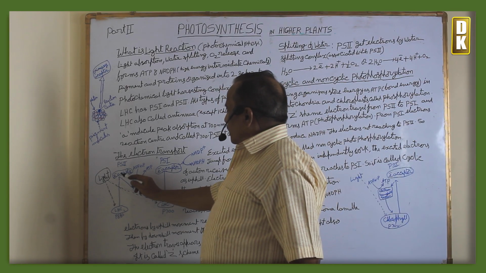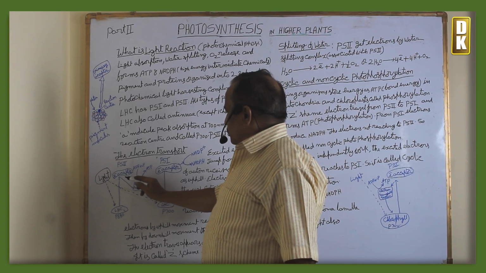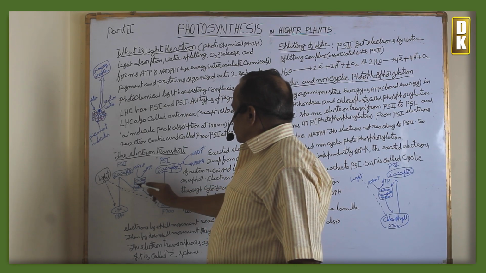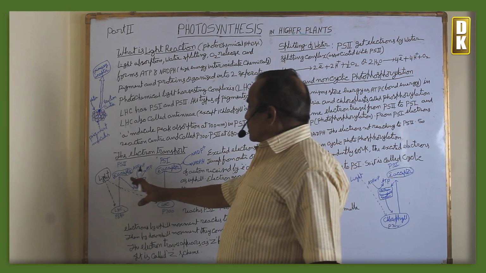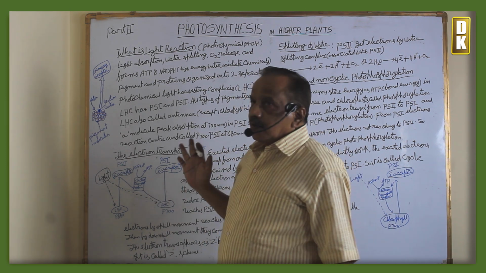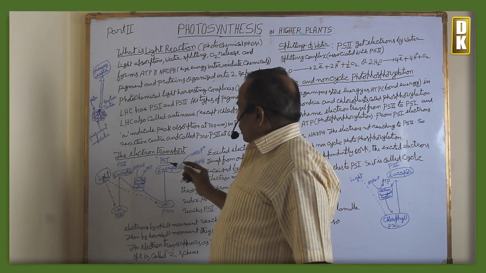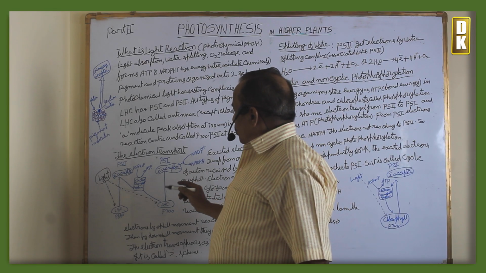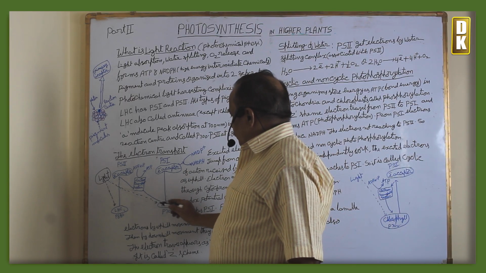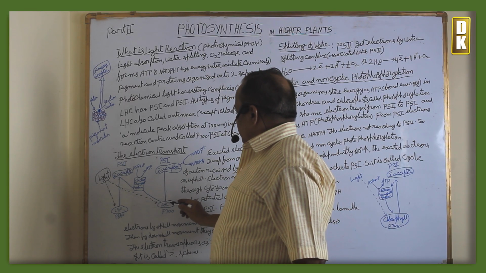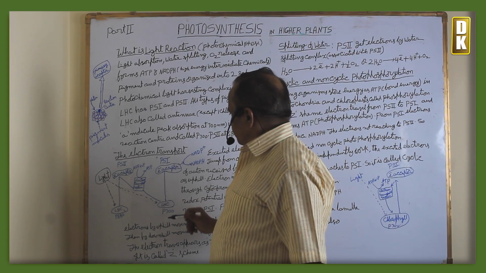And the electron acceptor, immediately by oxidizing, will give the electrons to the electron transport system. The electron transport system consists of electron transporters. What are they? That will come later on. They are plastoquinone, cytochromes and plastocyanin, and then the electron will come to the light harvesting complex, that is the P700 of photosystem 1.